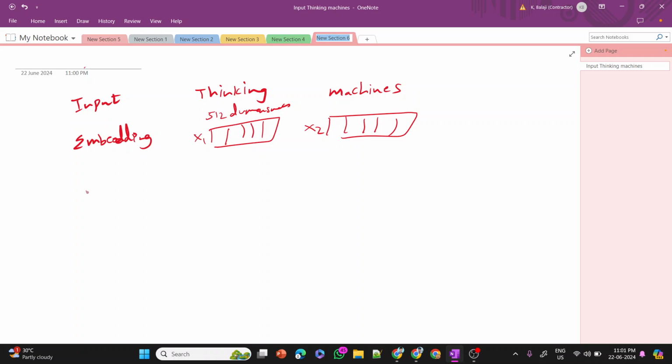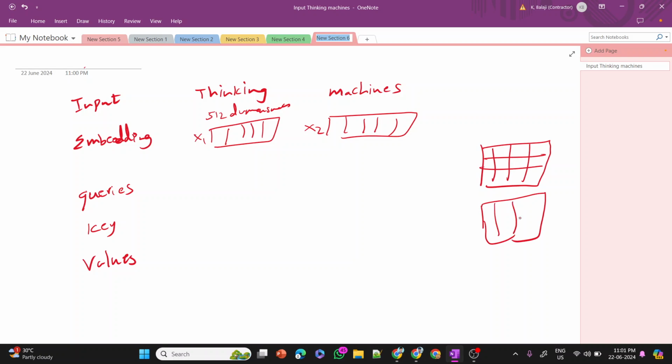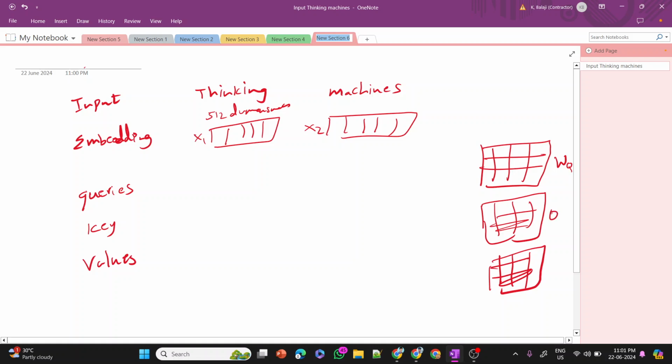Inside the self attention there are three weights. One is queries, keys, and values. These three weights are called self attention. The first one is weight Q, weight K, and weight V.